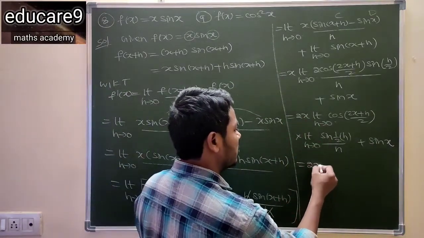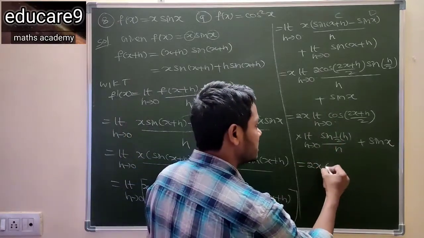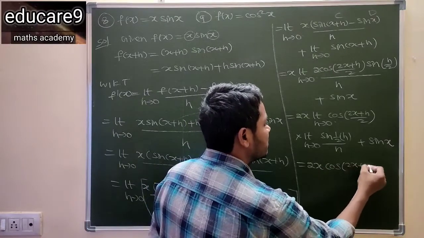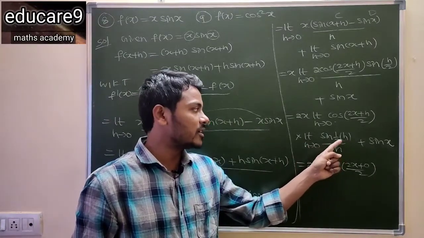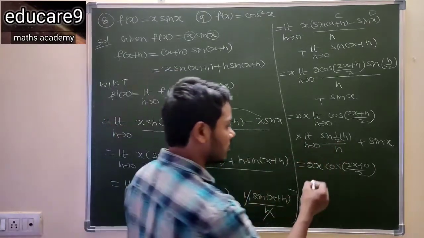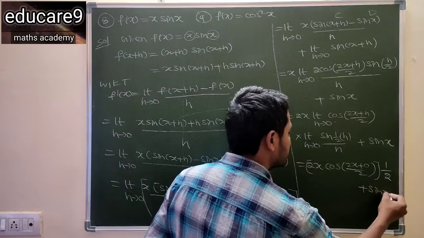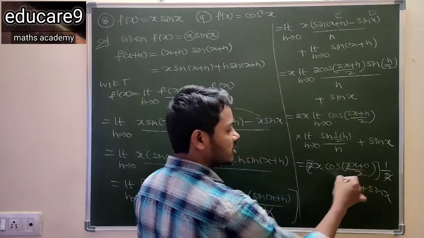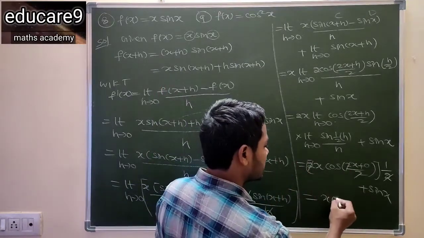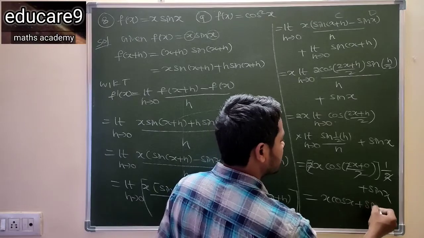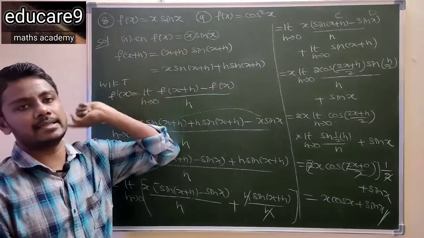This is 2x into, apply the limit for cos((2x+h)/2), that is cos((2x+0)/2). Apply the limit for this function. So clearly the coefficient of h is 1 by 2, so the answer is 1 by 2, into 1 by 2, plus sin x. So these two get cancelled, these two also get cancelled. So this is equals to x cos x plus sin x. So this is the derivative of the function x sin x.